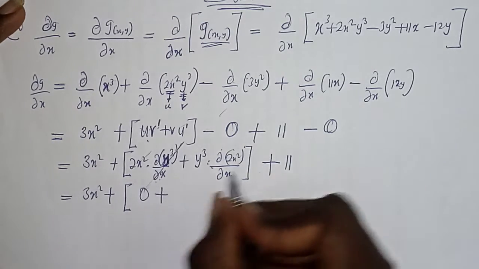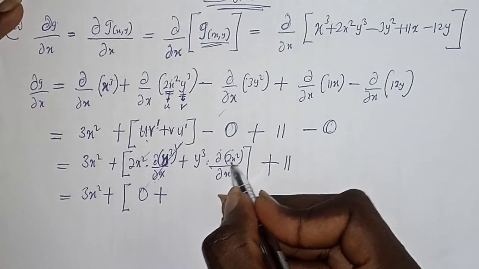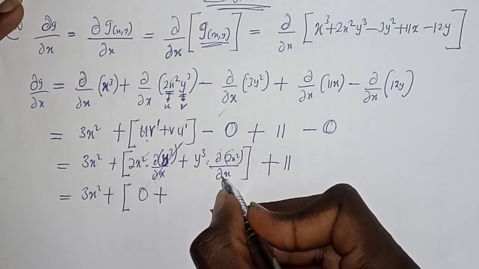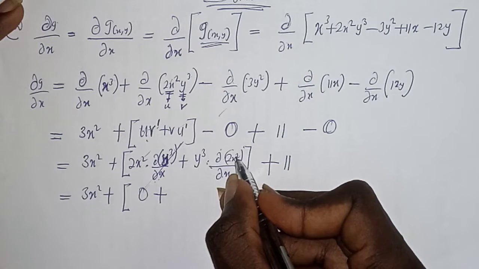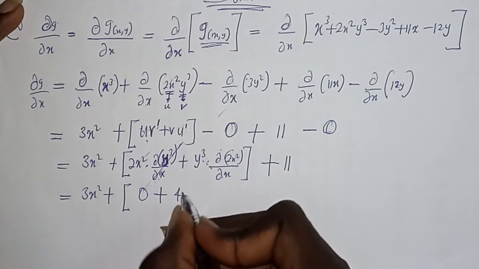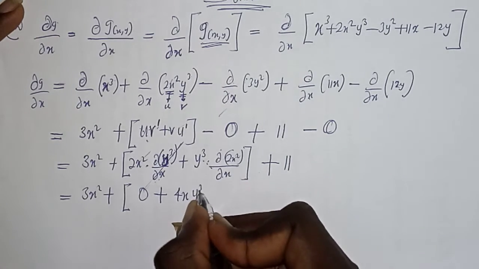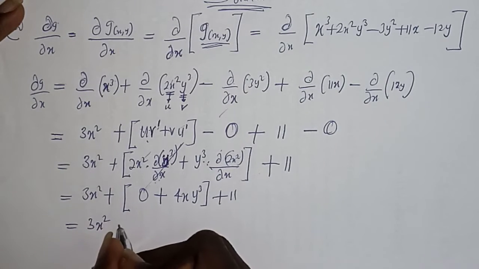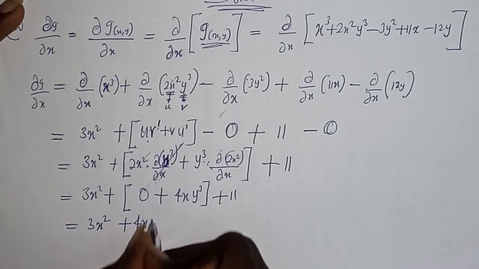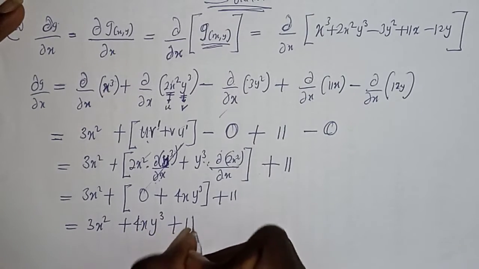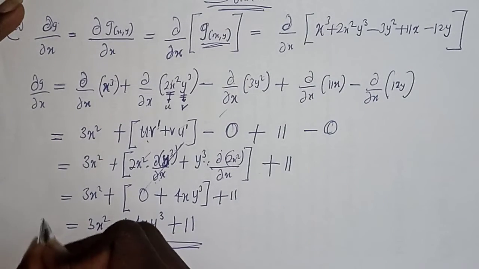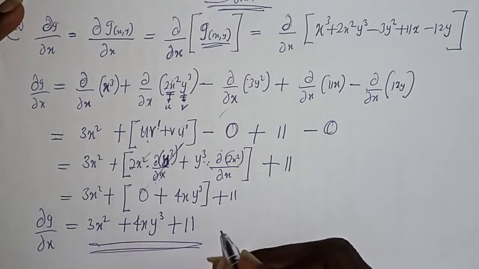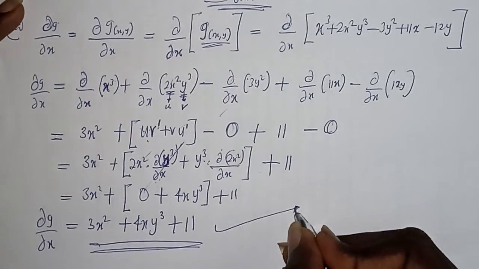Do you understand that? And then here in this case, I have differentiate 2x squared partially with respect to x, and that is 4x. Here it will be 4x times this y cube, that's 4x y cube after differentiating, plus 11. So therefore we end up having 3x squared plus 4xy cube plus 11. So this ends up giving us the final answer for del g del x. So g is standard, so that's how it works.